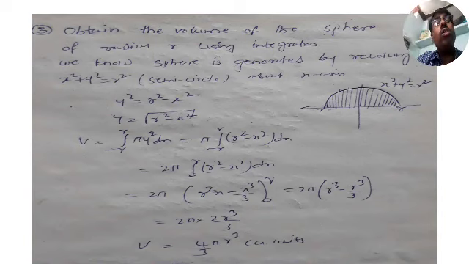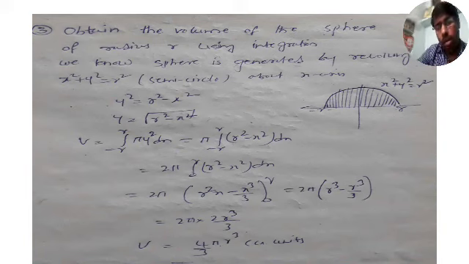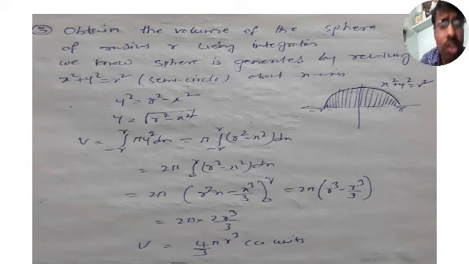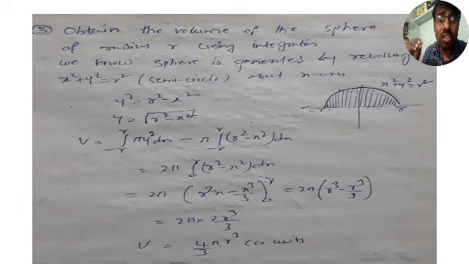Please note it down. So what is given? Obtain the volume of a sphere of radius r using an integration. So what you have to do here is observe: by revolving, that is by rotating, a semicircle of radius r about x-axis, that generates a solid, that is a sphere.